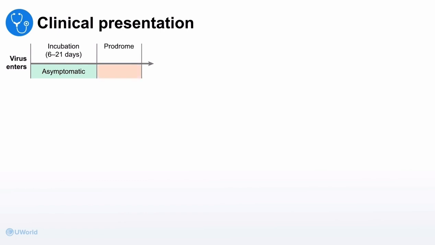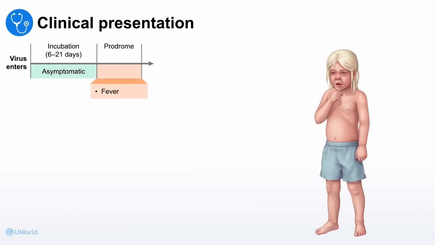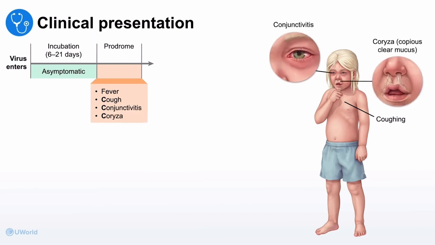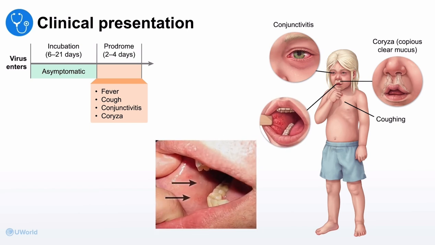Clinically, the infection is divided into several stages. First is the incubation stage, during which the patient is asymptomatic. This usually lasts about 6 to 21 days. Next is the prodrome. In this stage, patients develop a high fever, as well as the 3 C's of measles, which are cough, conjunctivitis, and coryza, or a runny nose. These symptoms generally last 2 to 4 days. During this time, some patients will also have small white spots on the buccal mucosa opposite the molars. These are called Koplik spots, and if present, are pathognomonic for measles.